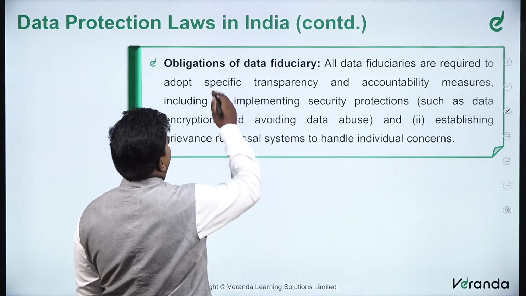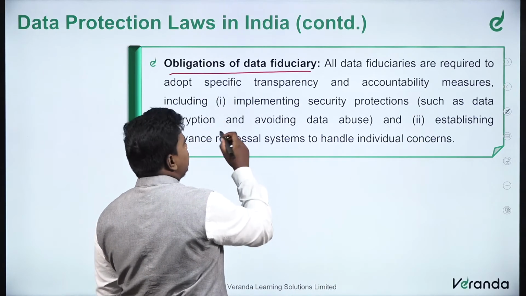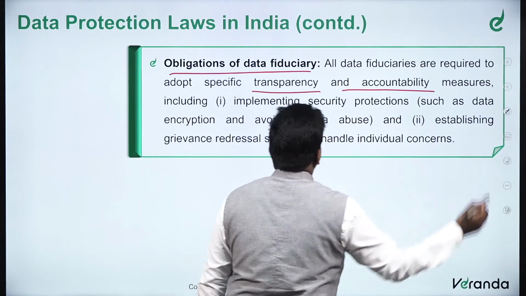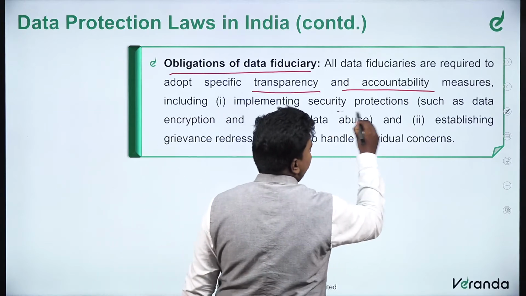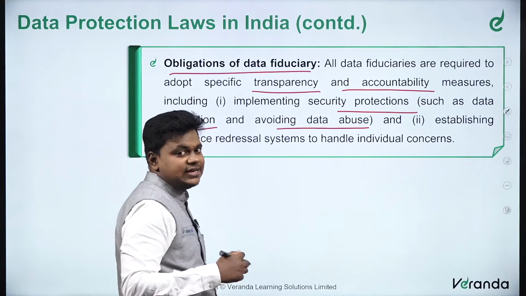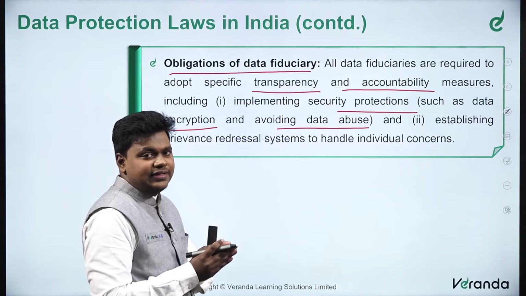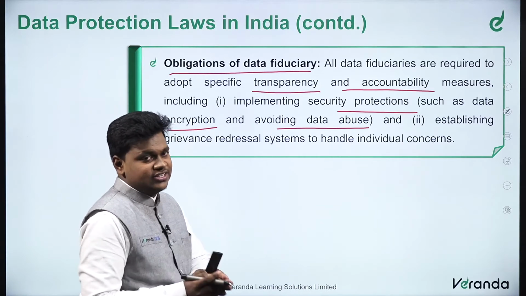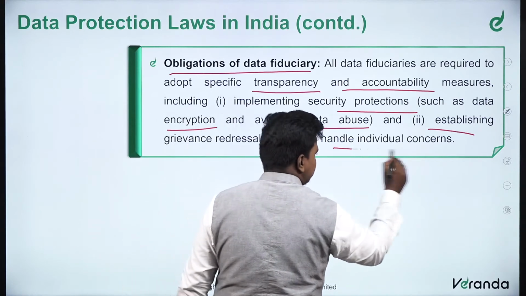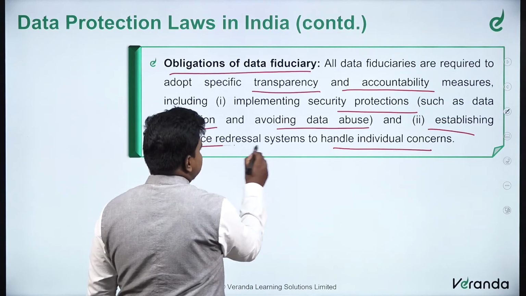Further, the bill also has the obligations of a data fiduciary. All data fiduciaries are required to adopt specific transparency and accountability measures, as we see in GDPR, including implementing security protections such as data encryption and avoiding data abuse. So any data shared with these fiduciaries must be protected safely so that there is no leakage of data. Also, establishing grievance redressal systems to handle individual concerns. If there are any concerns, they need to be addressed through the grievance redressal mechanisms.